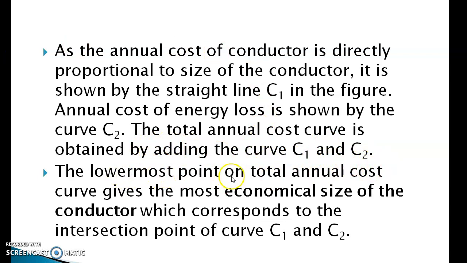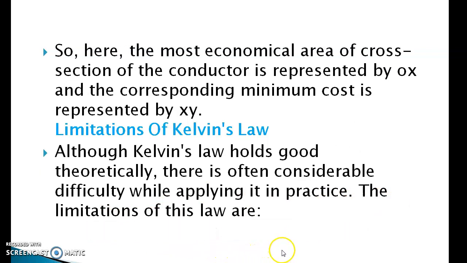The lowermost point on the total annual cost curve gives the most economical size of the conductor, which corresponds to the intersection point of curves C1 and C2. So here the most economical area of cross section of the conductor is represented by OX, and the corresponding minimum cost is represented by XY.